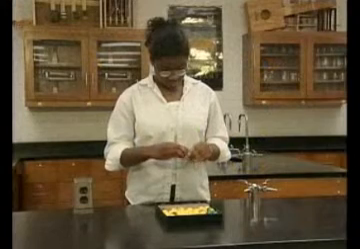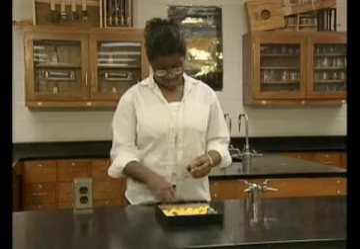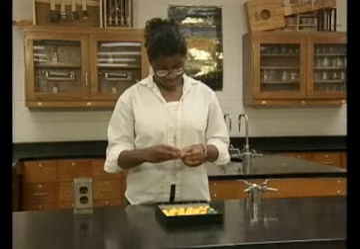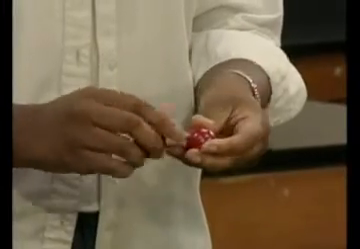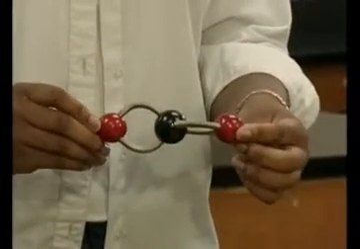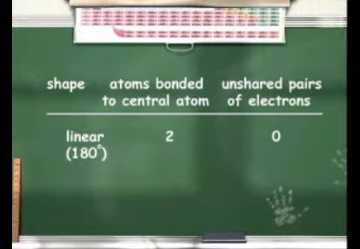The student is building a model to represent the carbon dioxide molecule. She will use springs to represent the shared pairs of electrons in the double bonds. From the model, you can see that the atoms in the carbon dioxide molecule form a linear geometry. Whenever two atoms are bonded to the central atom, and there are no unshared pairs of electrons on the central atom, the molecule will have a linear shape. This will result in a 180-degree angle between the atoms.